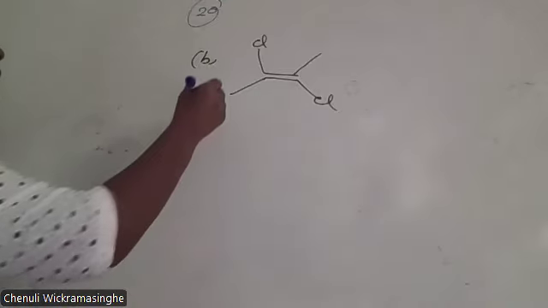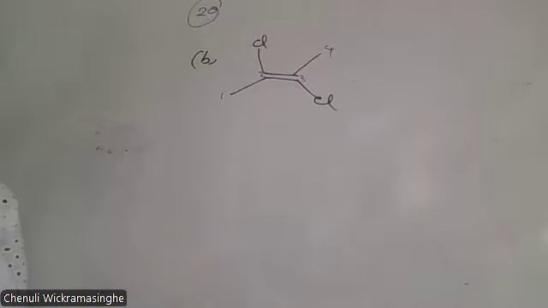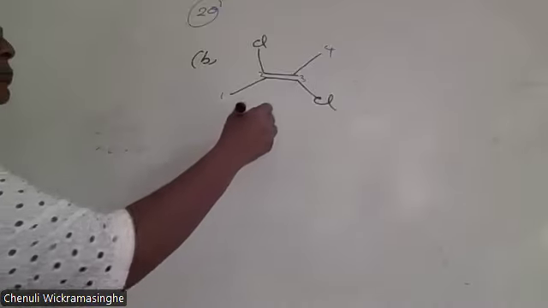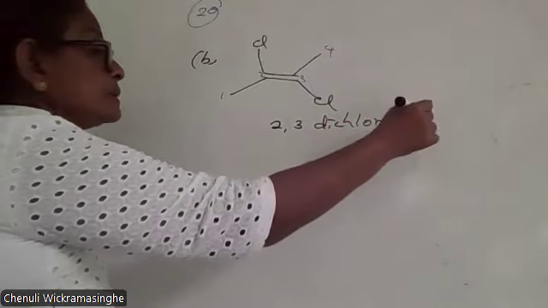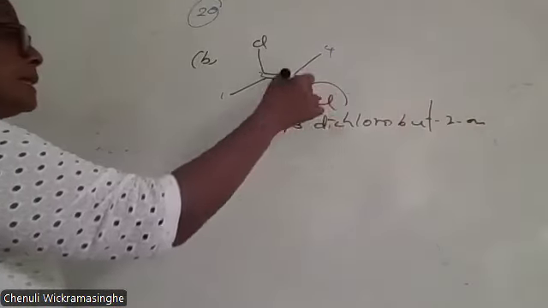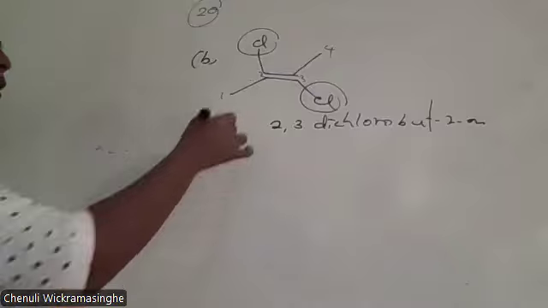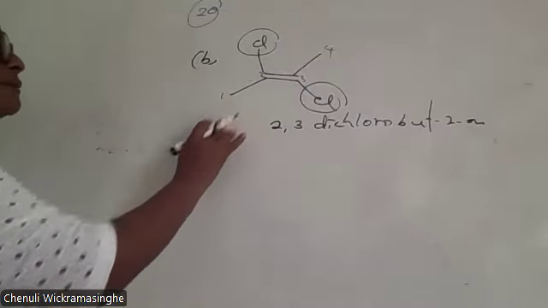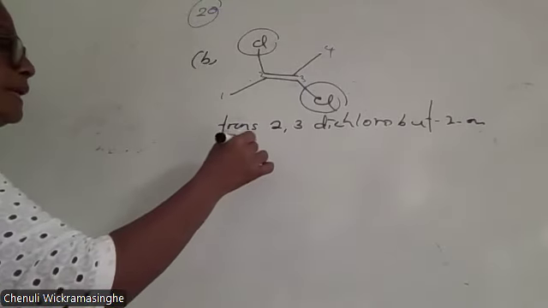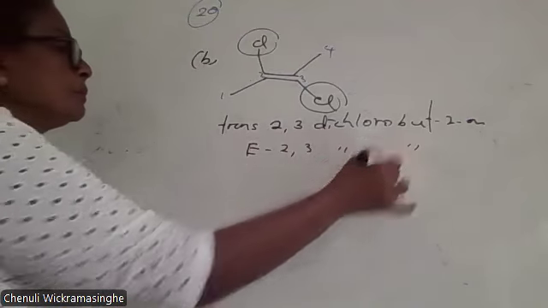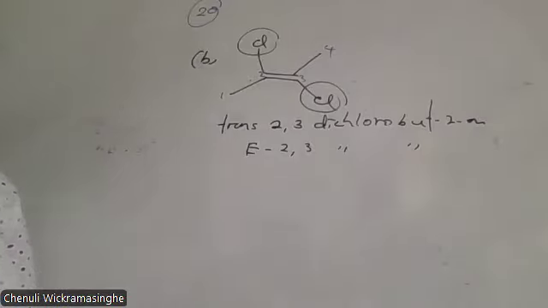To get the compound Y, you can start numbering. Maximum 4, so it is 2,3-dichlorobutane. This is the name, but the chloro groups and the methyl groups are attached to opposite carbons. So you can write either trans-2,3-dichlorobutane or E-2,3-dichlorobutane. Either of them shows it is an E isomer or trans isomer.